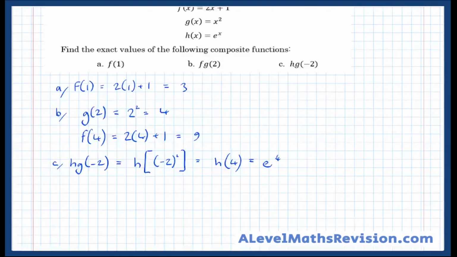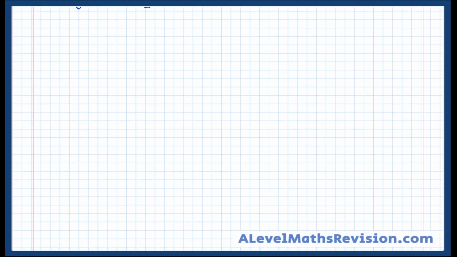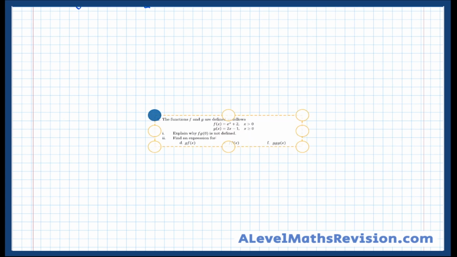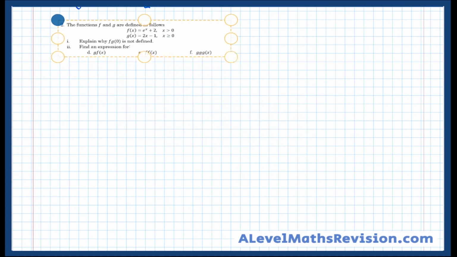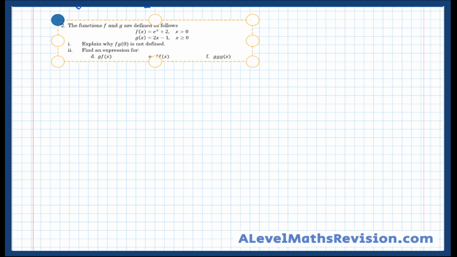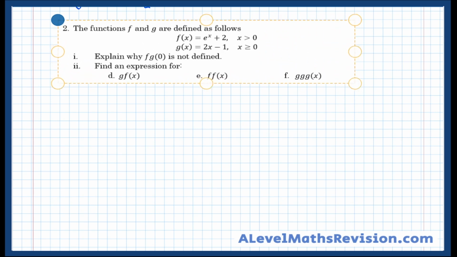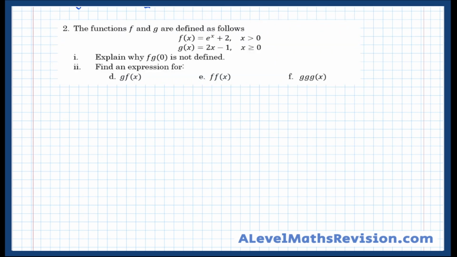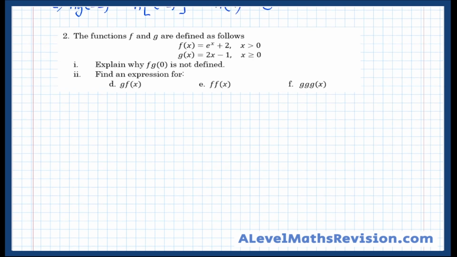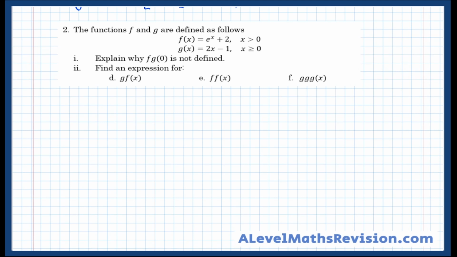So now let's have a go at some algebraic examples. So we've got this here. It says the functions f and g are defined as follows. So f of x is e to the x plus 2. So f takes whatever we feed it, e's it, then adds 2. But we're saying x is only bigger than 0 here.